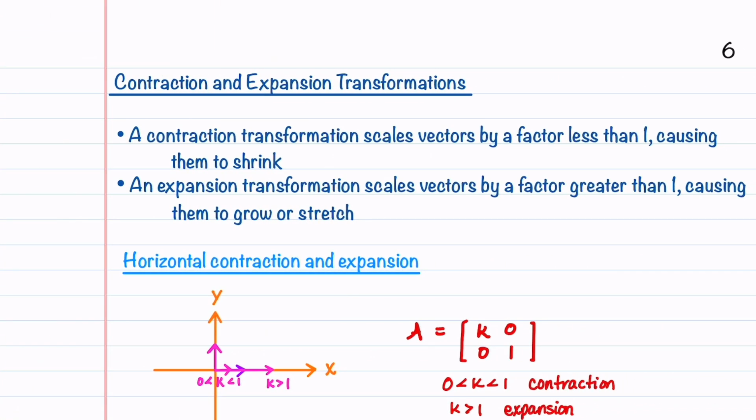The last geometric transformation that we're going to look at is contraction and expansion transformations. A contraction transformation scales vectors. That's key, so let's highlight that. It scales vectors by a factor less than 1 because it's contracting. And then an expansion transformation scales vectors by a factor greater than 1 because it's expanding and it's going to grow or stretch.